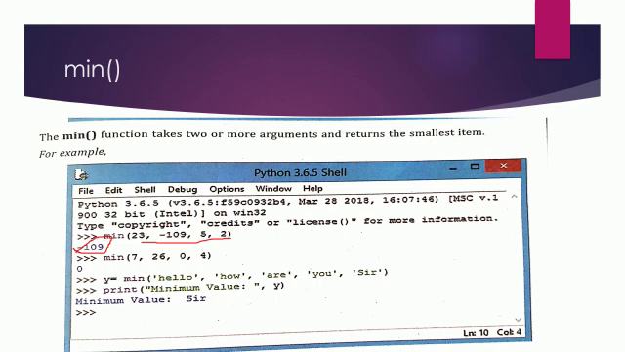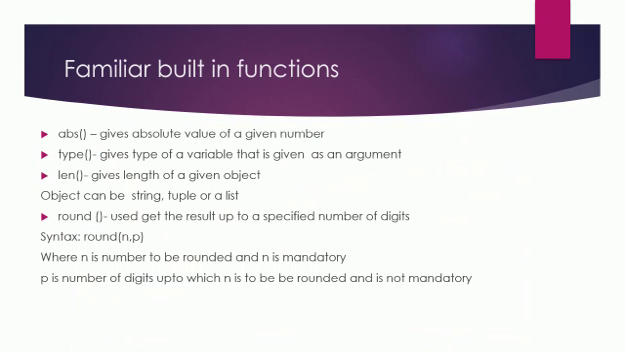Then these sums will be compared and you will get a value which is the minimum. That will be the output. So here, when the ASCII code values are summed up, they are getting "sir" as the minimum value. That's it.